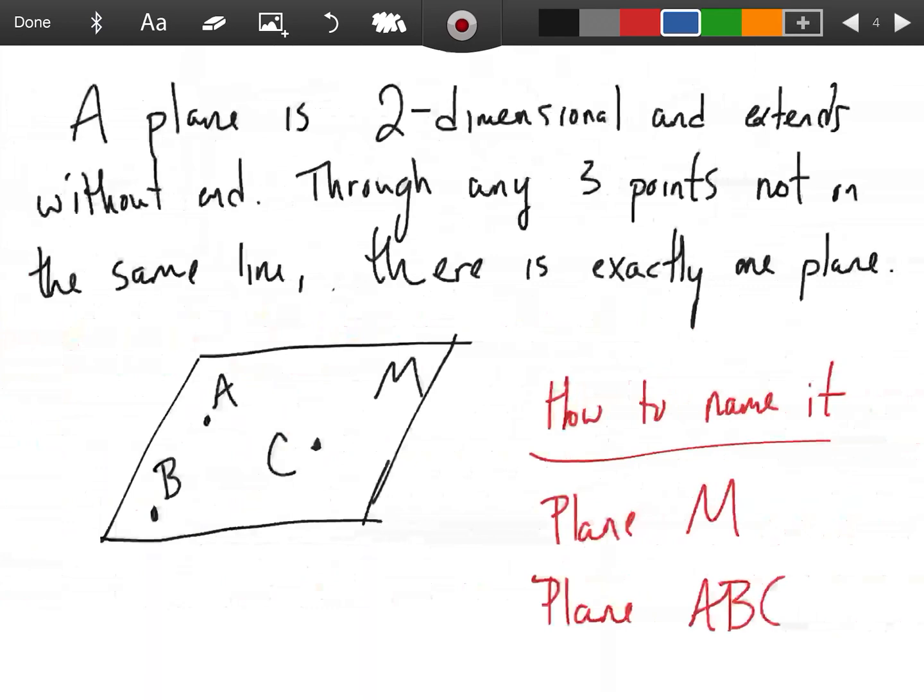Next, our next definition, we have a plane. So now a plane is a two-dimensional figure, and it extends without ends. So it extends in every single one of these directions. Imagine something like the ceiling, but where it would meet the wall, it just extends on forever. It's a flat surface. Imagine a tabletop that just goes forever and ever instead of ending. Okay, and through any 3 points that are not on the same line, there exists exactly one plane.